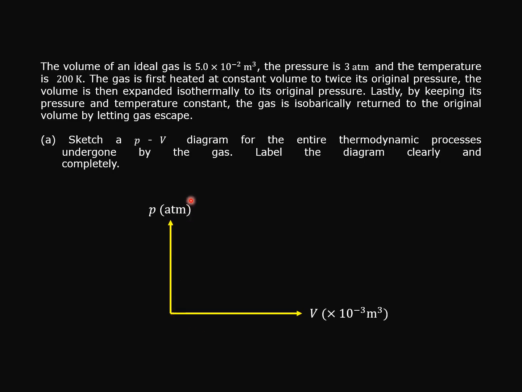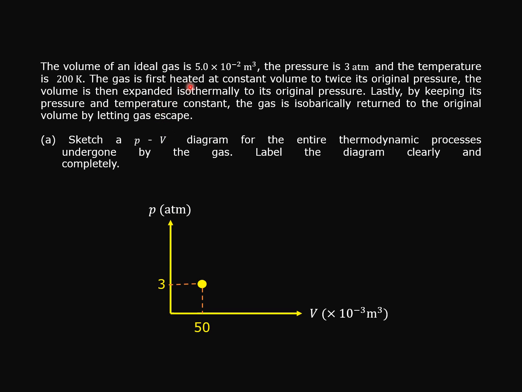To sketch the PV diagram, we label the x-axis as V in the units of 10 to the power of negative 3 meter cubes. And for the vertical axis, we label it as P, pressure in atm.